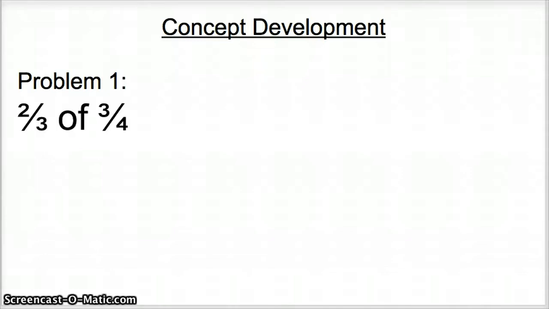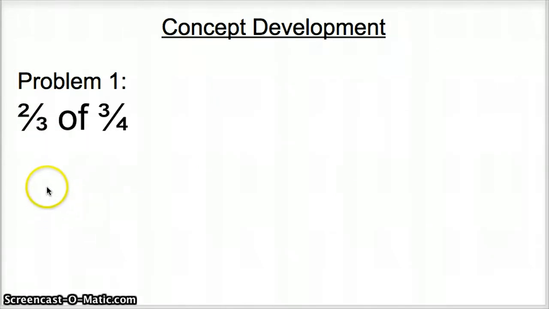Okay, we're going on to the new lesson, concept development. It's very similar to what we've already done. It's going to change a little bit at the end, but right now it's pretty close to what we've already been doing. The only difference is that both numerators are usually going to be bigger than 1, so you're just going to have a lot more shading to do.